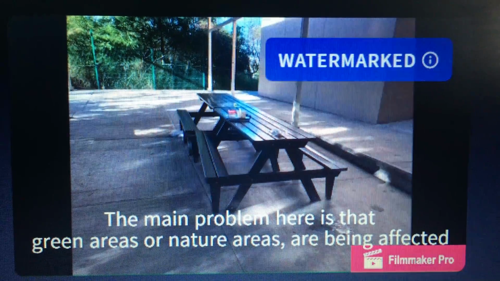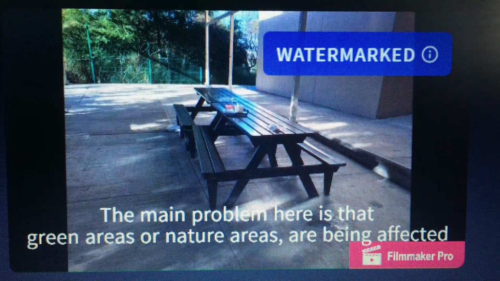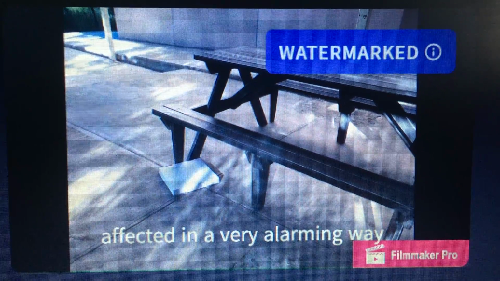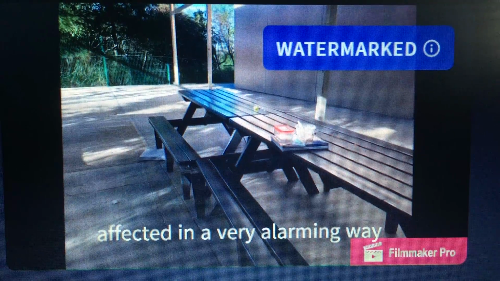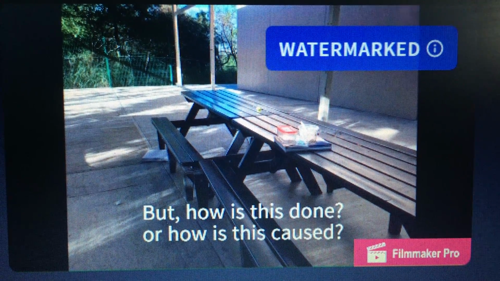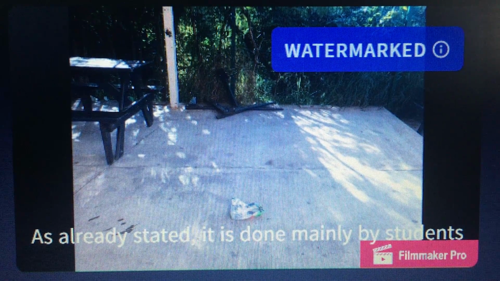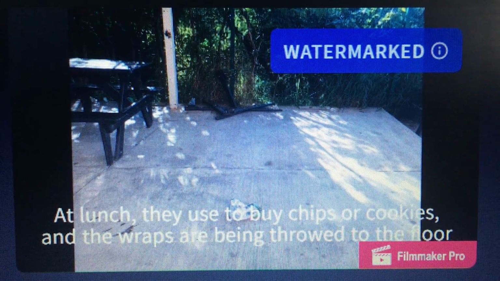The main problem here is that green areas or nature areas are being affected in a very alarming way. But how is this done, or how is this caused? As already stated, it is done mainly by students.